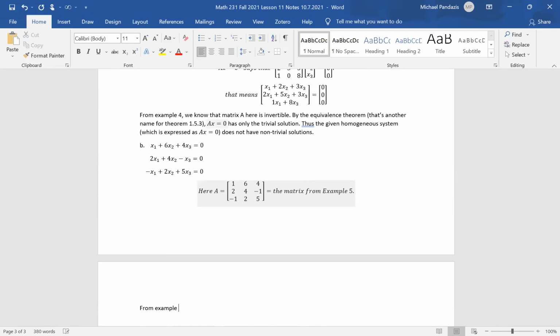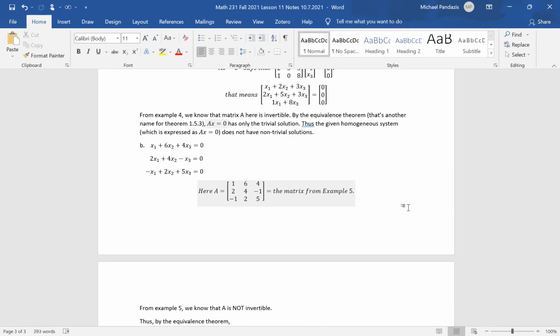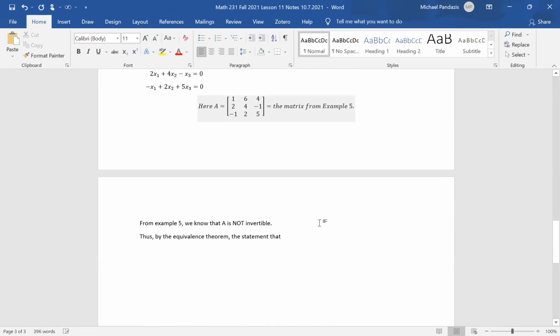Okay, so from example 5, we know that A is not invertible. Thus, by the equivalence theorem, let me write everything out. We know that A is not invertible. Thus, the statement A is invertible is false.